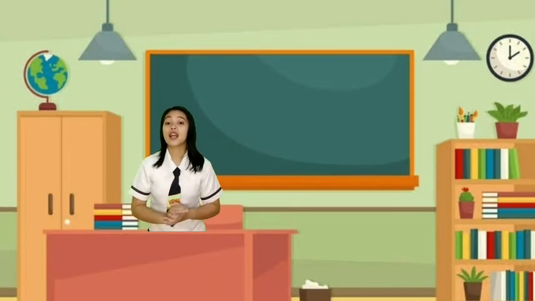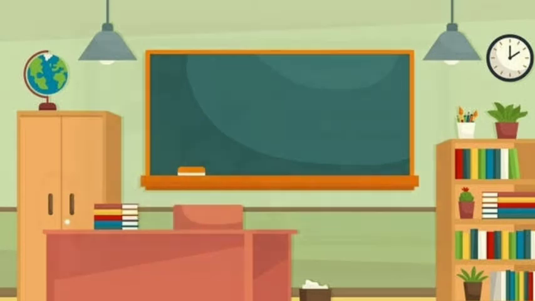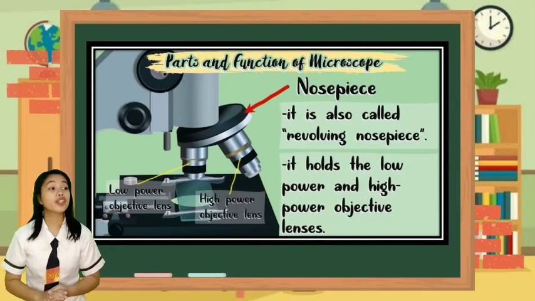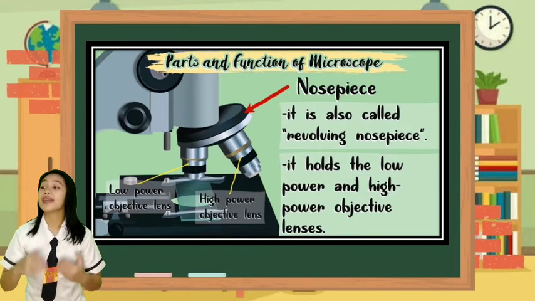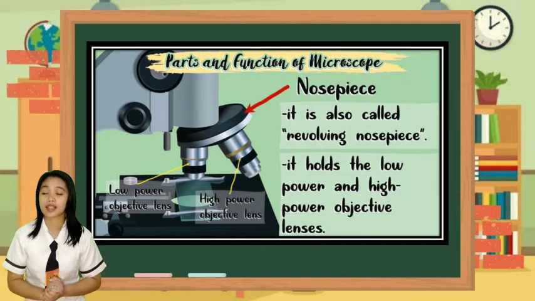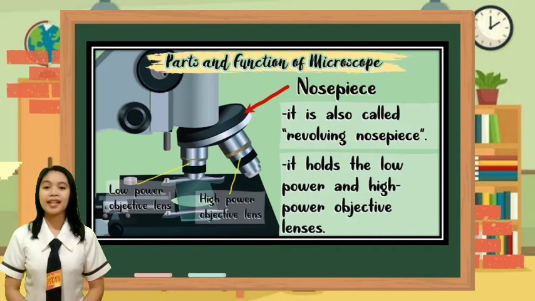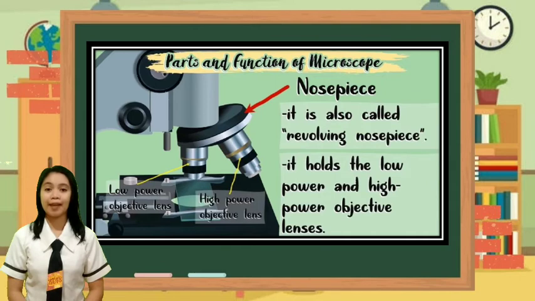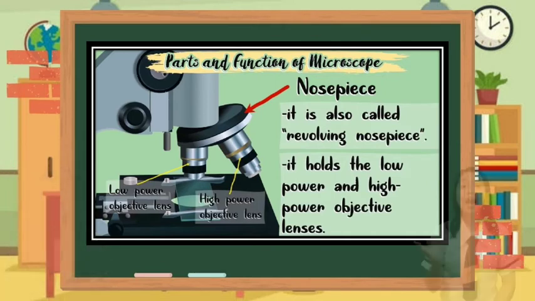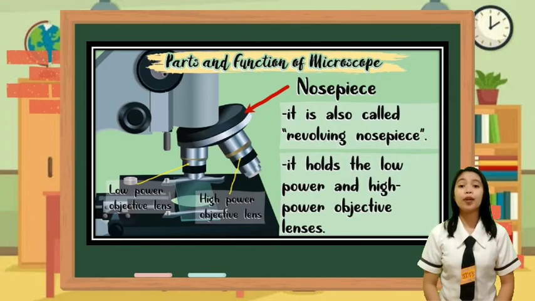The nosepiece is also called the revolving nosepiece. It holds the low power and high power objective lenses. It also allows you to turn the lens to rotate for viewing position. The objective lenses: the longer one is called the high power objective lens, which is able to magnify for about 40 times. The shorter one is called the low power objective lens. It can magnify the specimen for about 10 times.